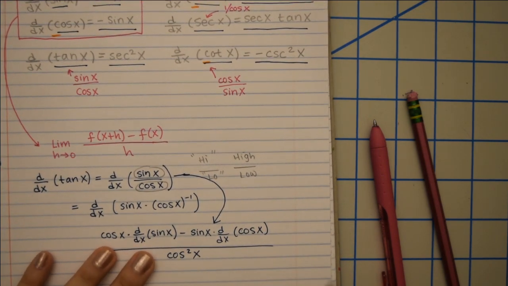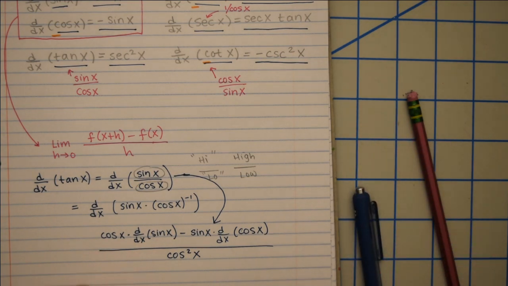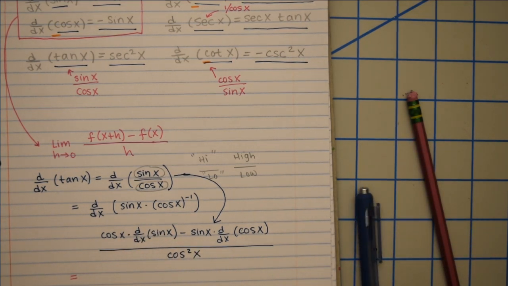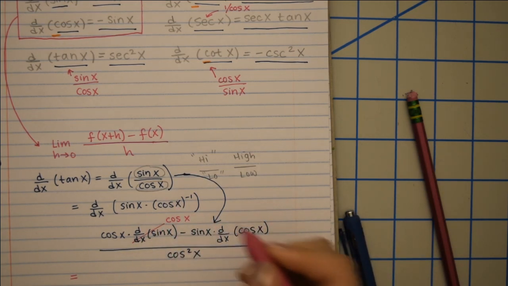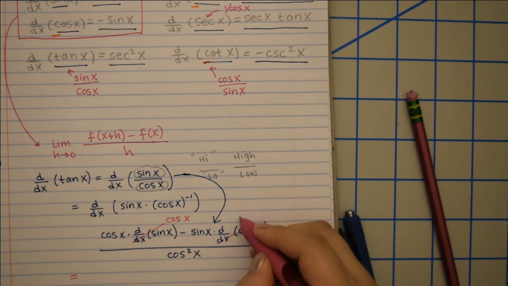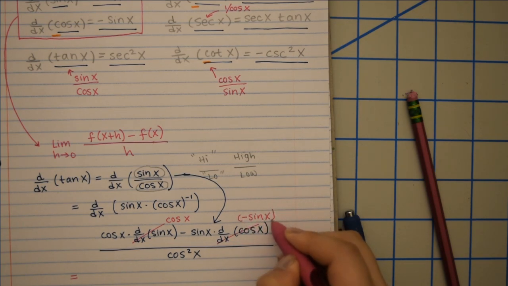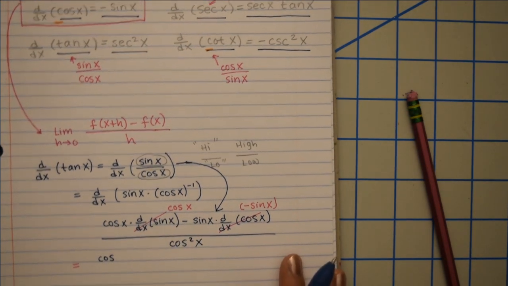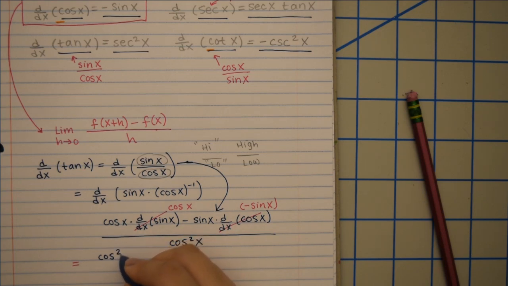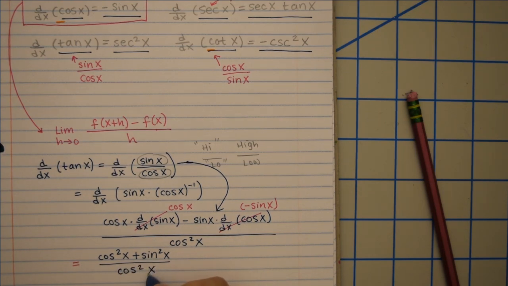So the derivative of sine x is cosine x. The derivative of cosine x is negative sine x. Okay? So we basically have cosine x times cosine x, which is cosine squared x. Negative sine x times negative sine x is positive sine squared x. The whole thing over cosine squared x.